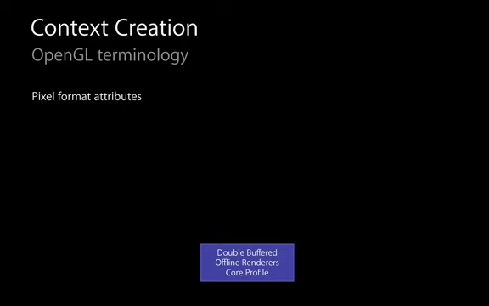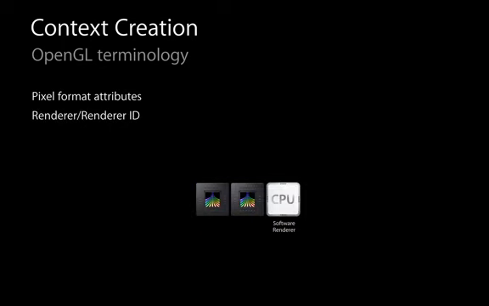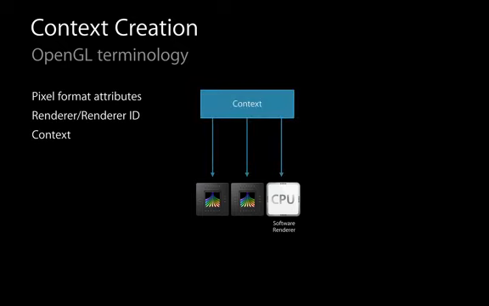So when we put together a pixel format attribute list, we add an attribute that says that we want to include offline renderers. And then when we send that into the system and we call the choose pixel format API routine, and we'll look at what that looks like in a second, we're going to get back a list of all the renderers in the system. In this case, we're going to get both GPUs, the online GPU and the offline GPU, and then the software renderer.